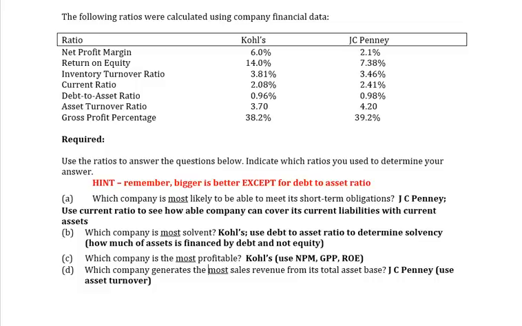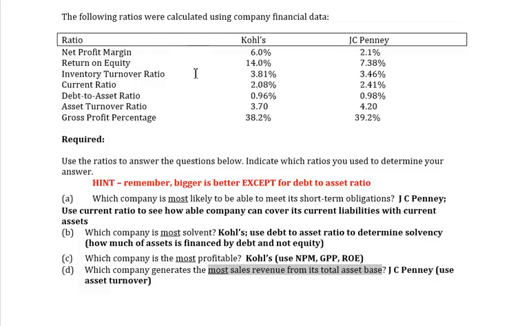Now here's an example of where we give you what the actual ratio is for each company, and you have to tell us which one is the most solvent, which one is the most profitable. In the first case here, which one is most likely to meet its short-term obligations, and the one that generates the most sales revenue from its asset base. So these actually make great multiple choice little questions too. But in this question, I set it up as I did so I could see whether or not you knew which ratios to look at.